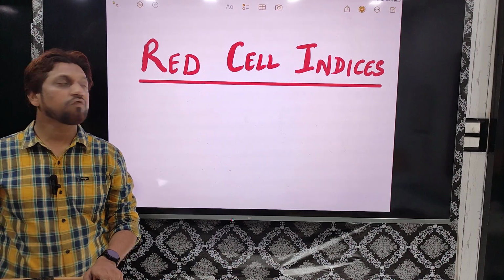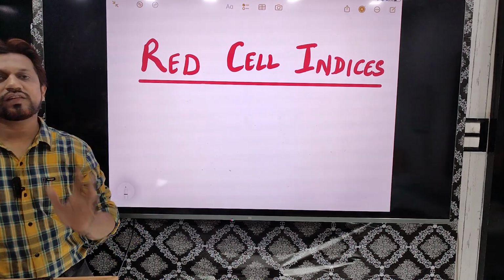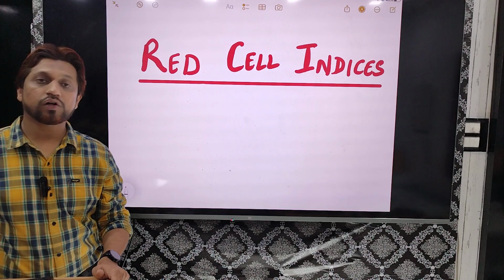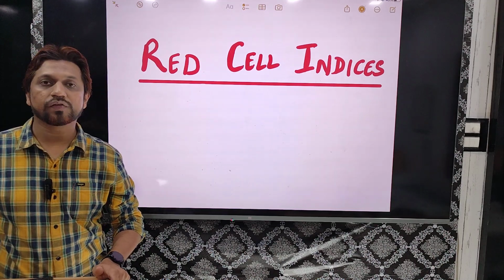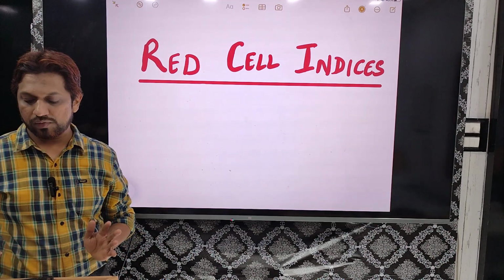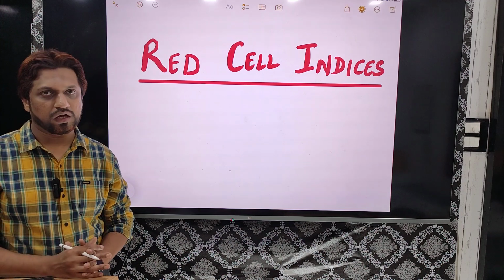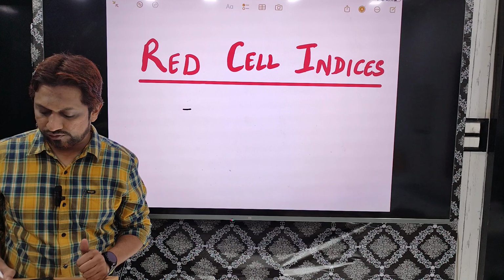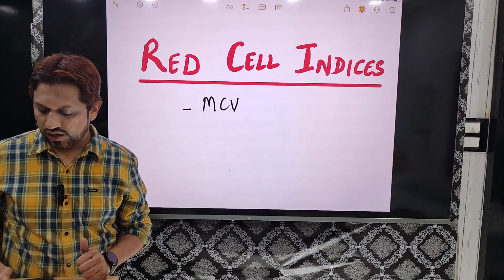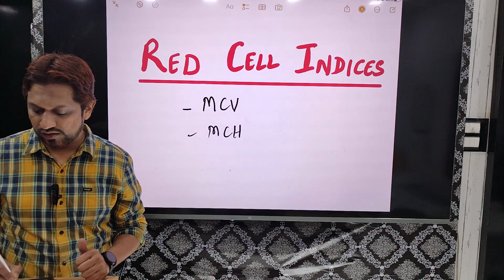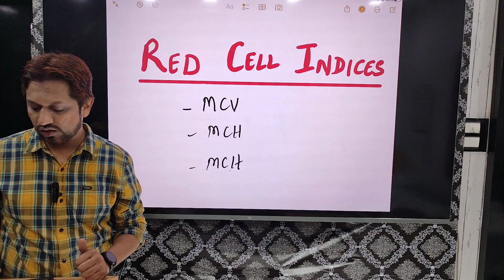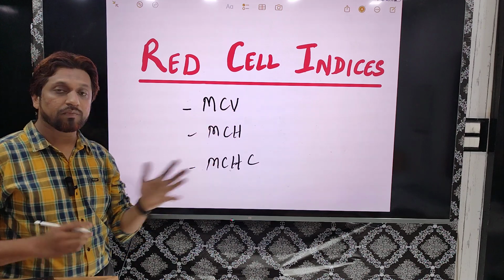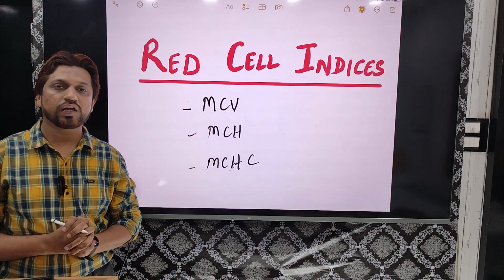Hello friends, today we are going to discuss red cell indices. It is a very important topic clinically which will help us to classify anemia and to diagnose which type of anemia. We are going to discuss basically three important topics: one is MCV, another one is MCH, another one is MCHC. In today's topic, we will tell the full form and what exactly it is in detail.